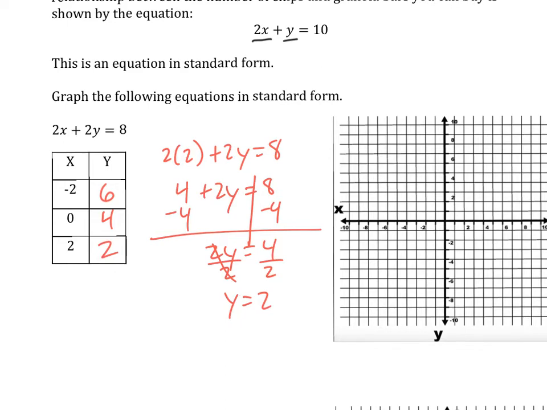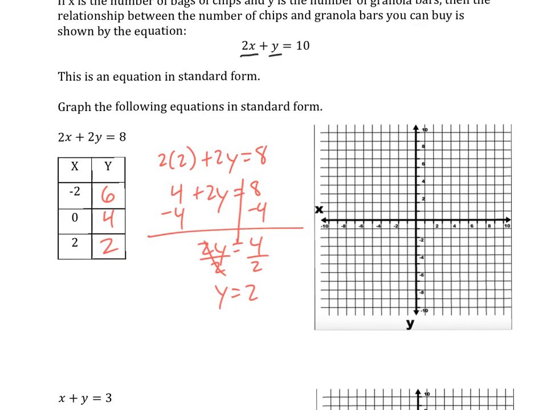Okay, finally, we just want to graph our equation here. So we'll go over negative 2 up 6, plot our points. We'll go over 0, up 4, and over 2, up 2. Okay, and that looks like a line, as it should. And there we go, we can just draw our line.